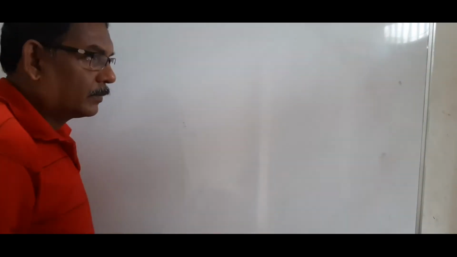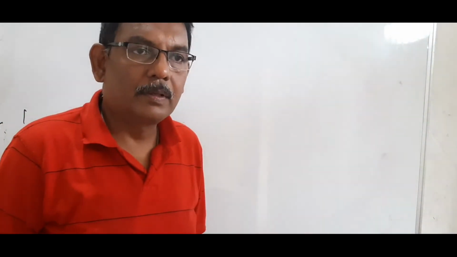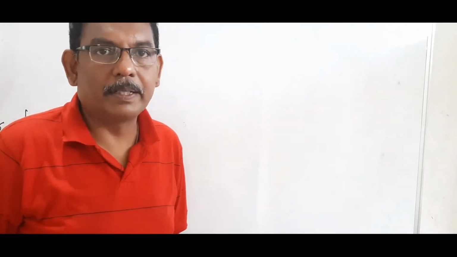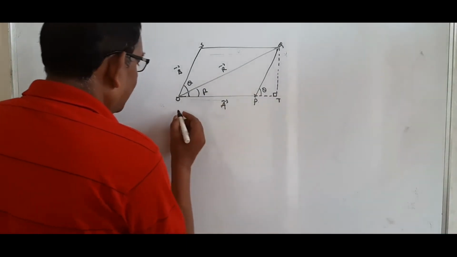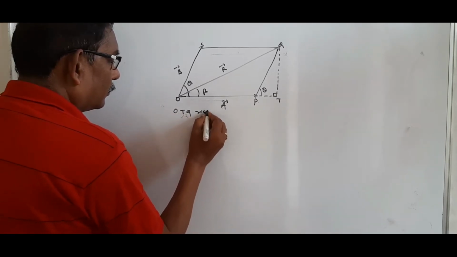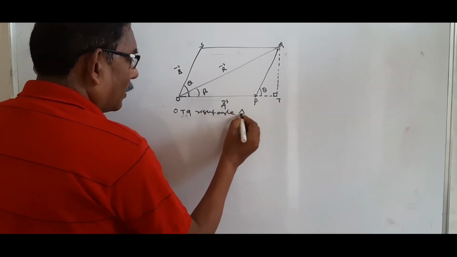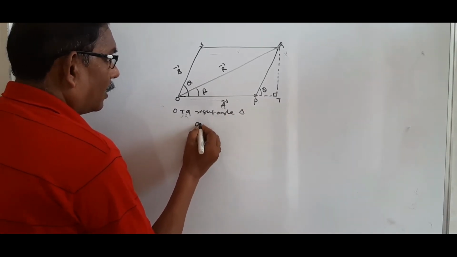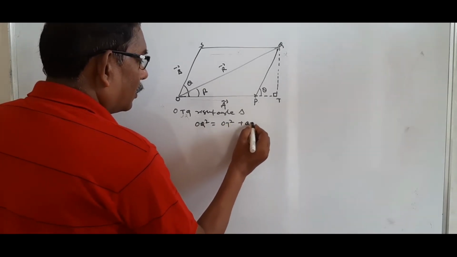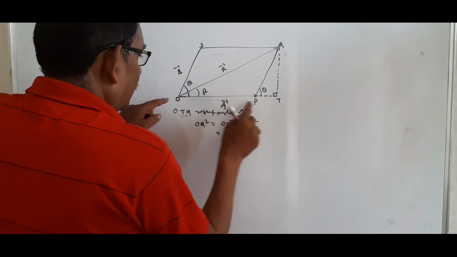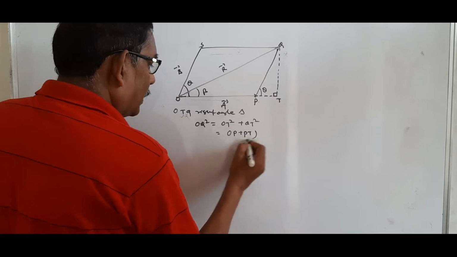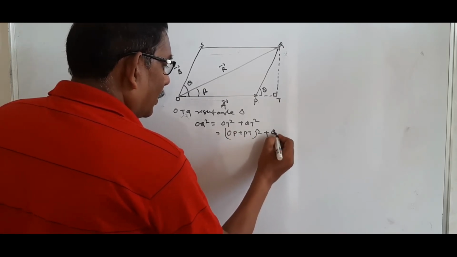addition. To find out the resultant of two vectors by using the parallelogram law of vector addition with the mathematical treatment, take the right angle triangle OTQ. Here OQ square equal to OT square plus QT square. OT, that is your OP plus PT, whole square. It is your QT square.